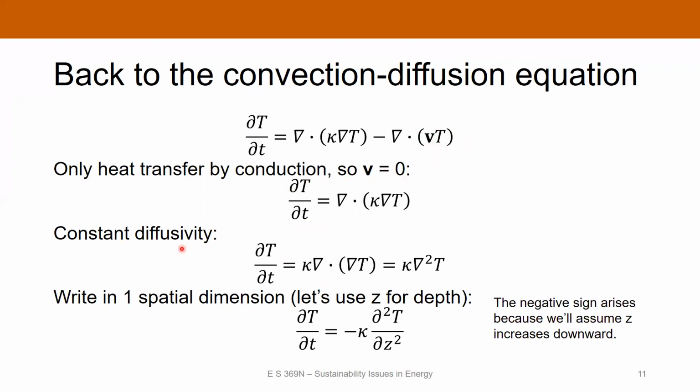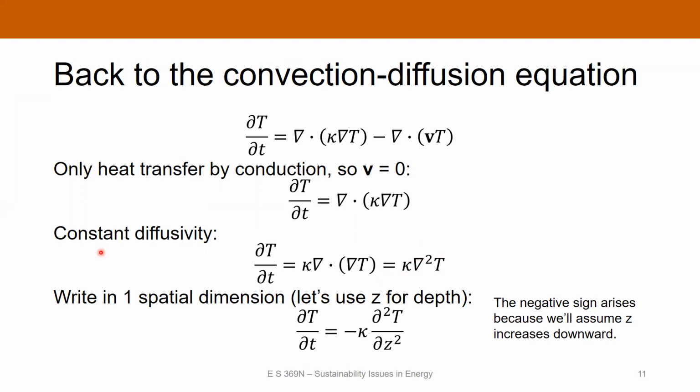Now let's assume that our diffusivity is constant. That means we can kick it outside the divergence term here. And if we're taking the divergence of a gradient of a single variable, that's just equal to the Laplacian. Okay, so we can say that change in temperature with time is just equal to the thermal diffusivity times the Laplacian of the temperature field.